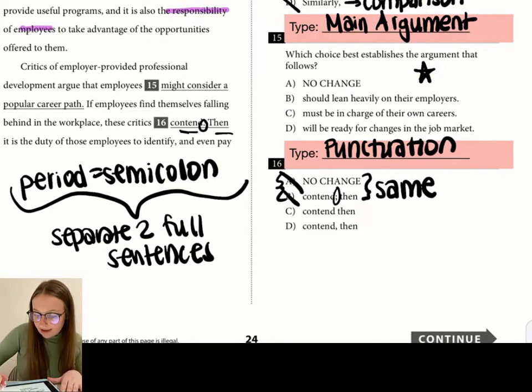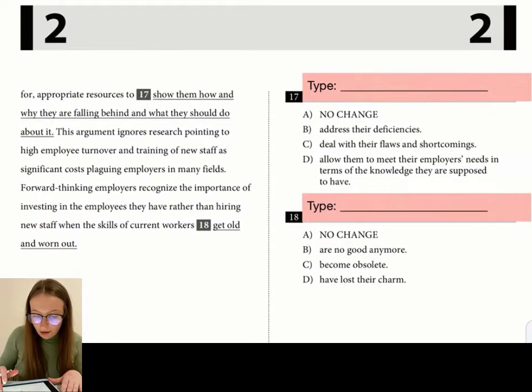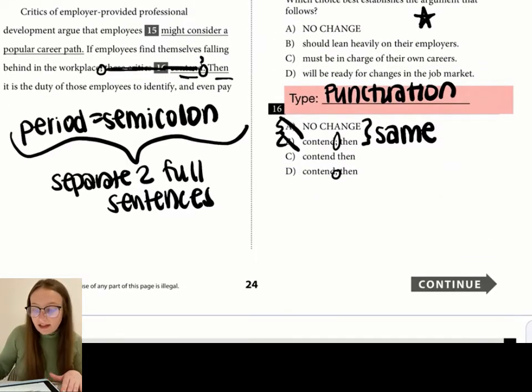And I noticed that choice D has a comma, and there's already another comma in the sentence between workplace and these. So as we talked about before, if I can surround this whole part here with double commas, it means that I can successfully read around that information and the sentence will still make sense. So let's give that a shot. If employees find themselves falling behind in the workplace, then it is the duty of those employees to identify and even pay for appropriate resources. Makes complete sense, so we want to go ahead and pick the choice that creates double commas. So that's going to be choice D.